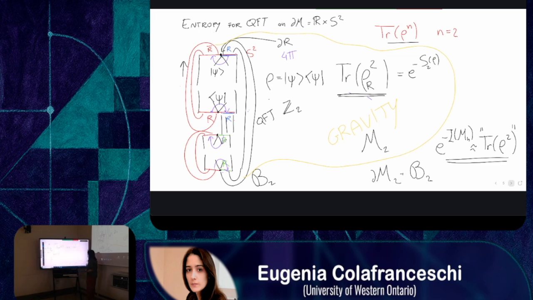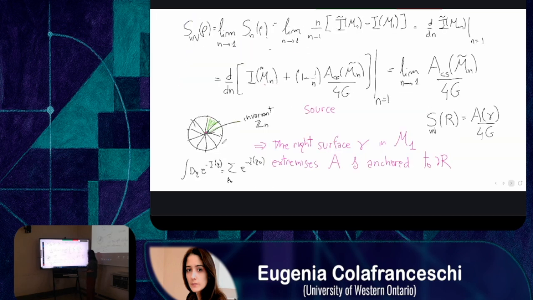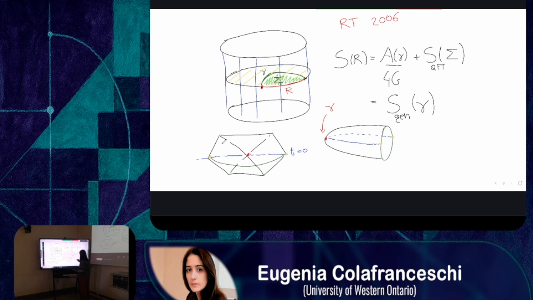So the Euclidean version was this. The Lorentzian version is called HRT, from Hubeny, Rangamani, and Takayanagi, which I'm not going to review. The logic is the same, so we will just move to the black hole case. Okay, so let's go to the black hole.